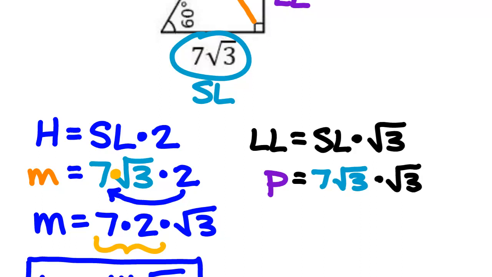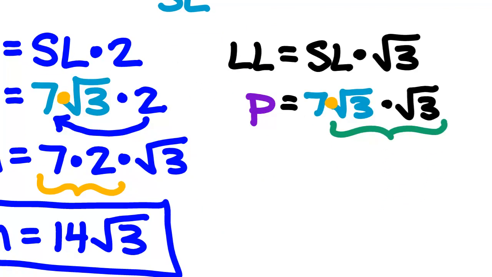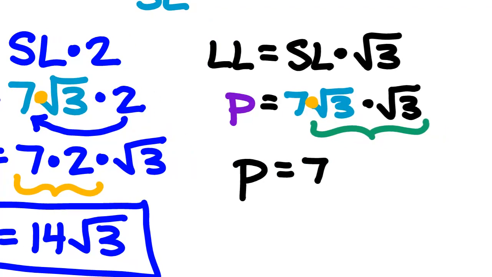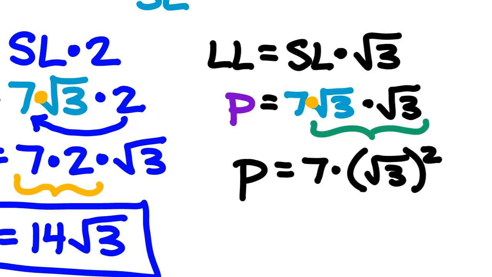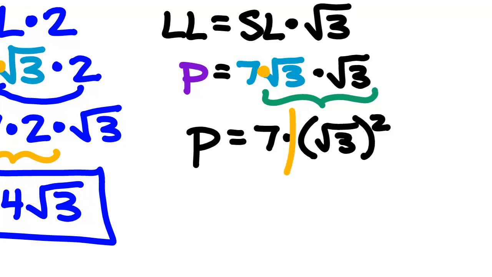They're being multiplied together, absolutely. So I have 7 times root 3 times root 3. I've got root 3 multiplied by itself twice. What do we call it when I take something and multiply it by itself? Squared. So this would be 7 times the square root of 3 squared. And what happens right there? Cancels. The squared and the square root cancel each other out.